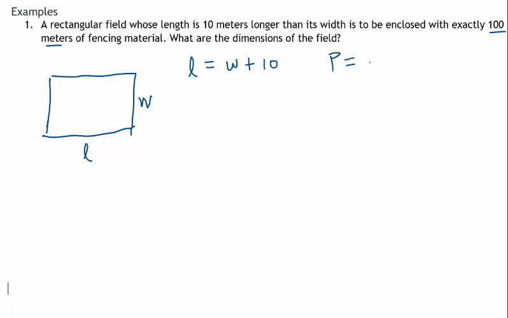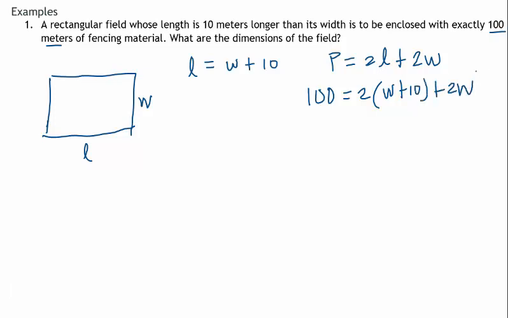So the perimeter of a rectangle is 2 times the length plus 2 times the width. We are given that the perimeter is at most 100, because that's how much fencing we have, 2 times the length. The length in terms of W is W plus 10, and then plus 2 times the width. The width is still in terms of W. And that way we have this linear equation that is only in terms of one variable. And we're going to solve this equation for W.